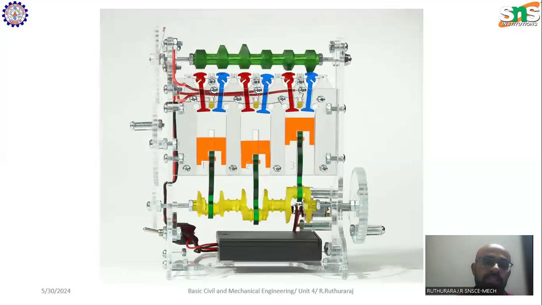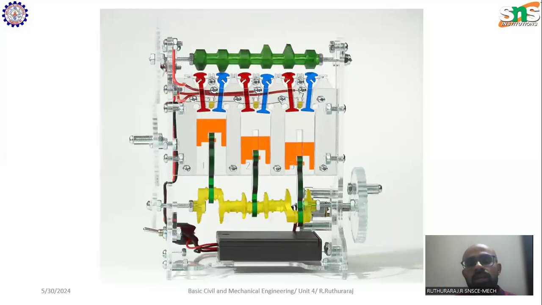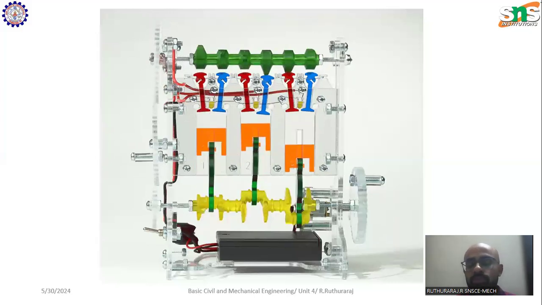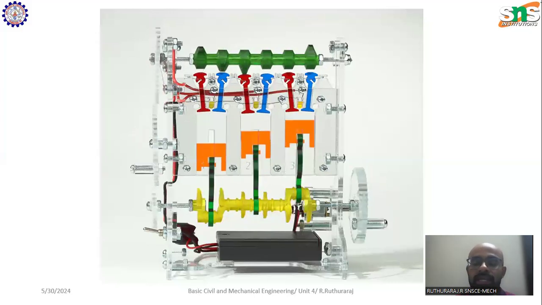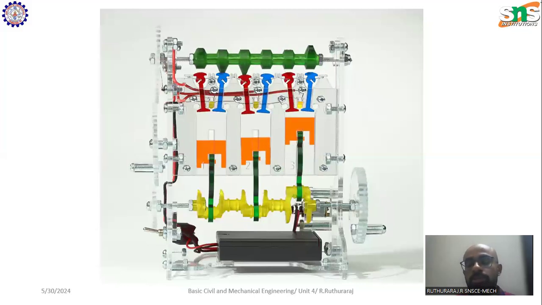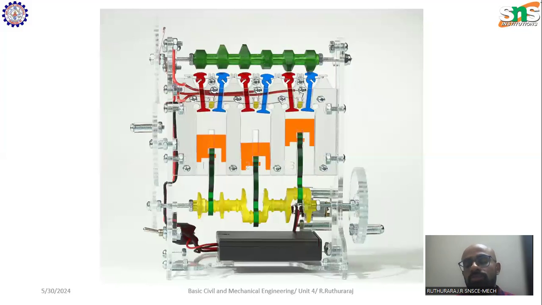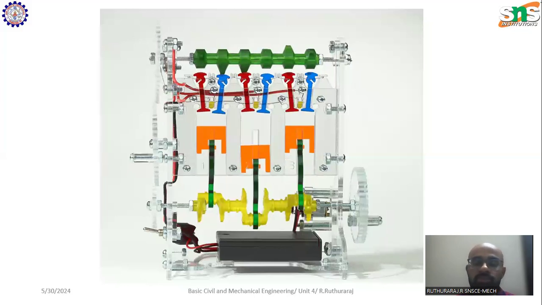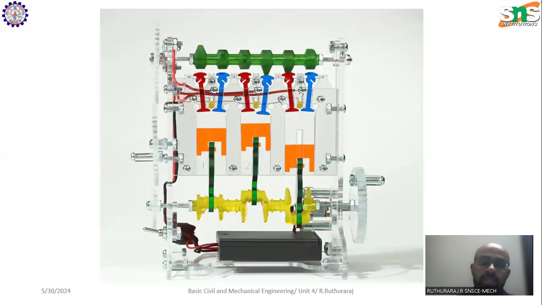Other than that, you have a carburetor, which is used for mixing the air and petrol together. The carburetor will be present only in a petrol engine. In a diesel engine, you will have a fuel injector. So this is regarding the parts of the IC engine.